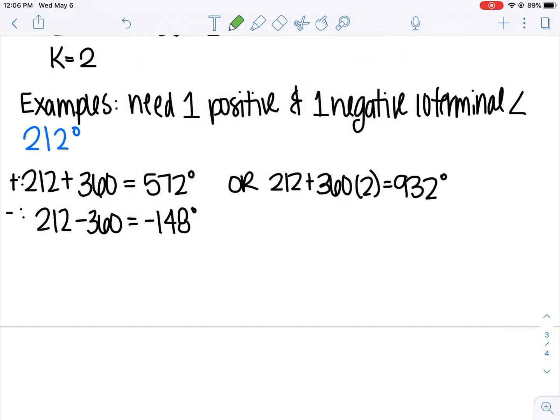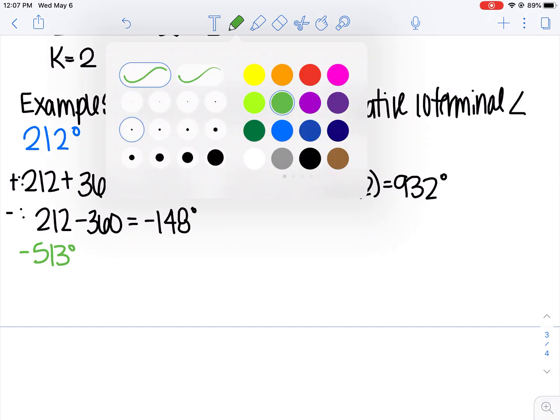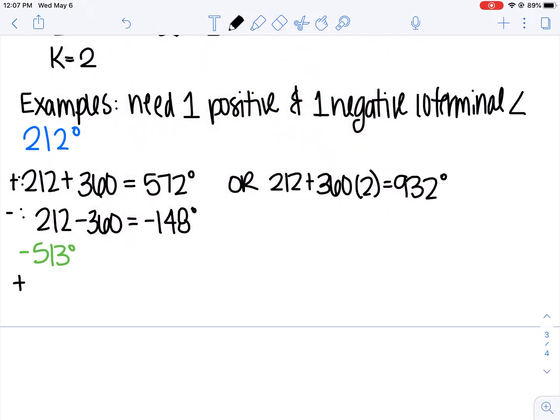So let's look at one more example, negative 513. So I have a positive one, negative 513, plus, if I add 360 once, is that going to get me to a positive number? Let's check. Negative 513 plus 360 will give me negative 153. Is that a positive angle yet? No. So we're going to want to add 360 again. So how many times are we going around the circle? Twice. So now we're going to get 207 degrees.